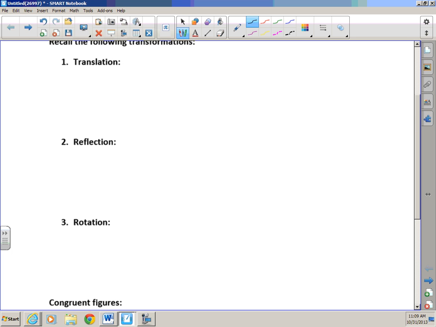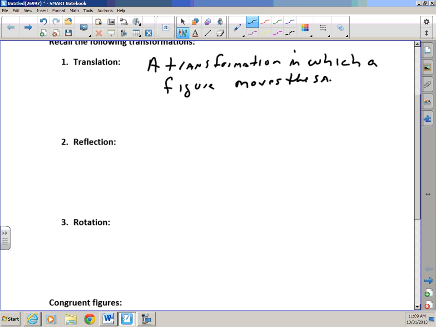What is a translation? A translation is a transformation in which a figure moves the same distance in the same direction. Okay? And if you recall, the word we used for translation was slide.